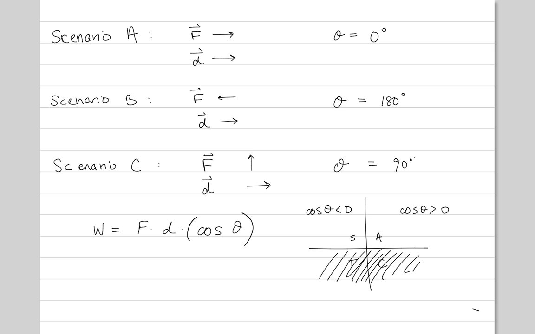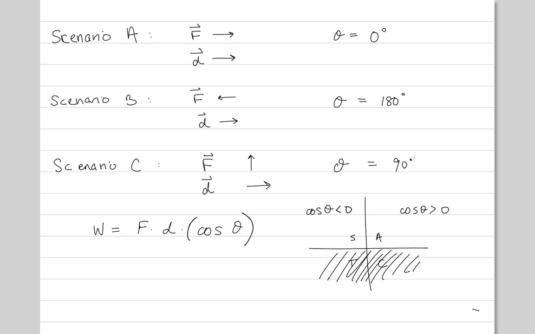Does anybody know cosine 90? 0. Cosine 90 is 0. So for scenario C, are you doing any work? Good. So there's no work in scenario C because the force vector and the displacement vector are perpendicular.